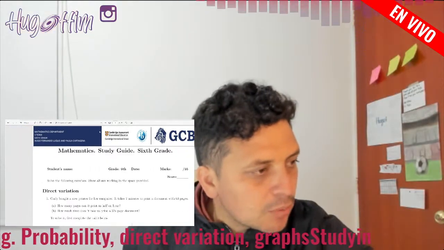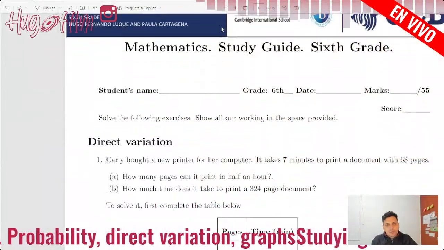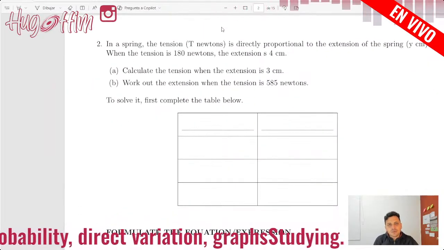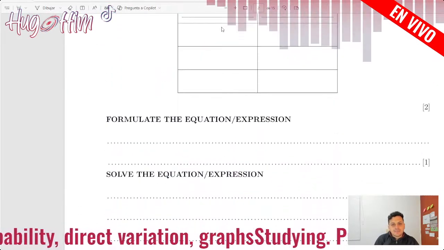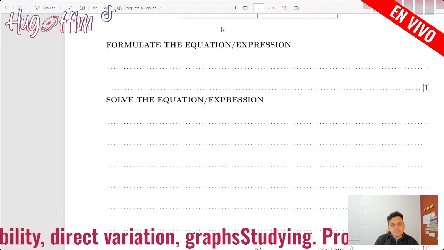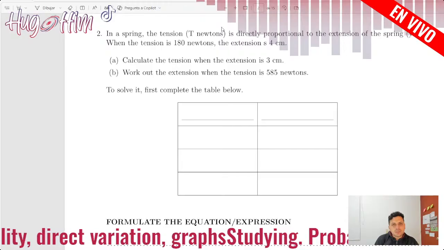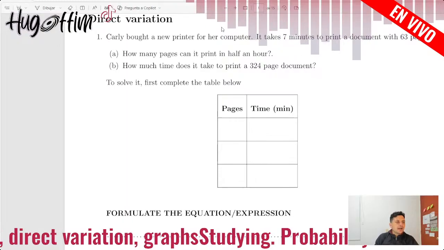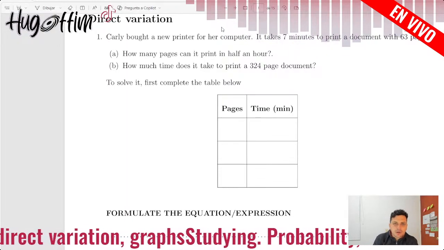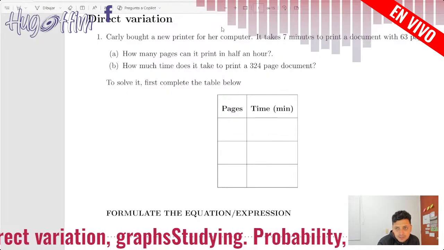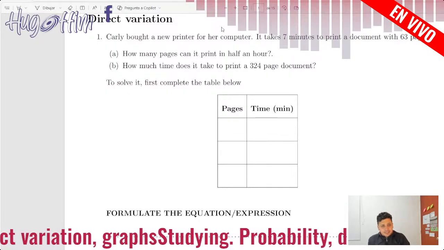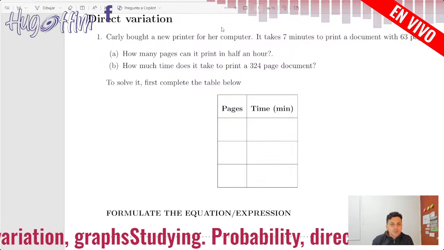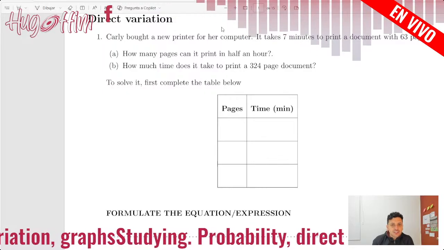Good. So we're going to start. Let's go. We're going to start with the topic of direct variation, and I'm going to work out this question number 1. It says, Carly bought a new printer for her computer. It takes 7 minutes to print a document with 63 pages. How many pages can it print in half an hour? How much time does it take to print a 324-page document?